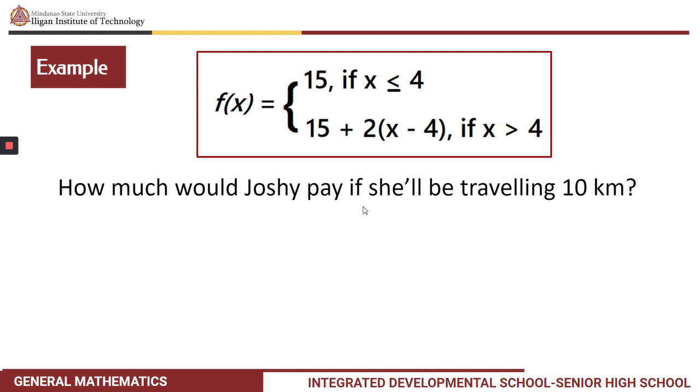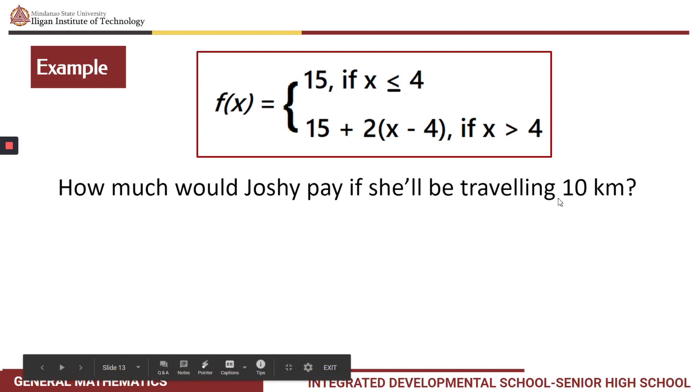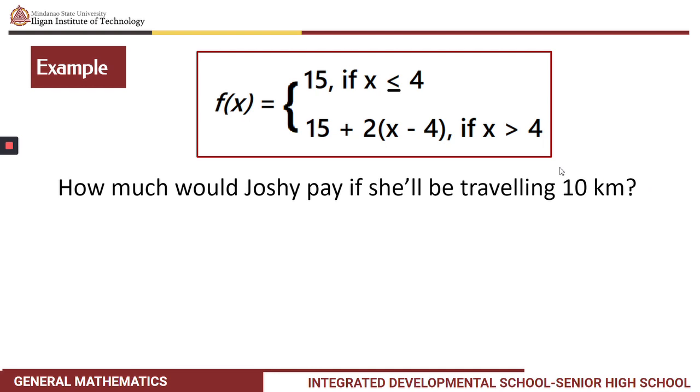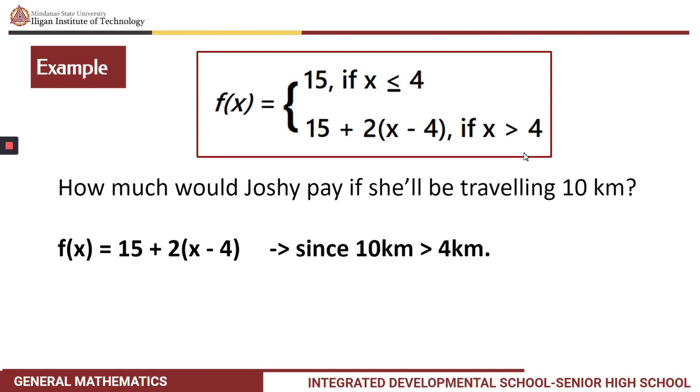Okay. So sa piecewise function, dapat tingnan mo kung saan ba nabebelong si 10 kilometers. So si 10 kilometers, saan siya? Sa first or sa second? Second, right? Because 10 is greater than 4. So that's why we will use the second. So we have f of x equal to 15 plus twice the difference of x and 4.